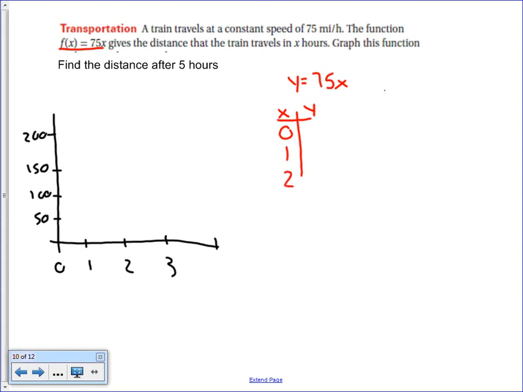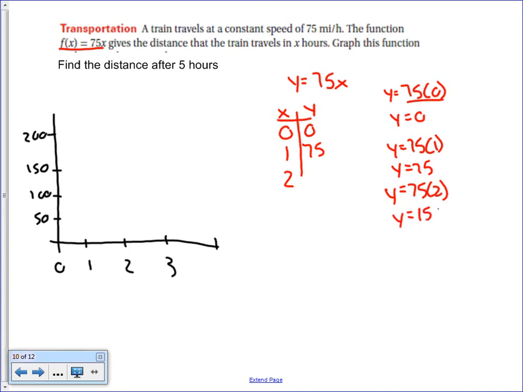If we plug 0 into the equation, we have y equals 75 times 0. So 75 times 0 will give me a y value of 0. Plugging in 1, I have y equals 75 times 1, so y equals 75. And an x value of 2, we have y equals 75 times 2, which gives me a y value of 150. So applying those points, I have one at 0, 0, one at 1, 75, and one at 2, 150.